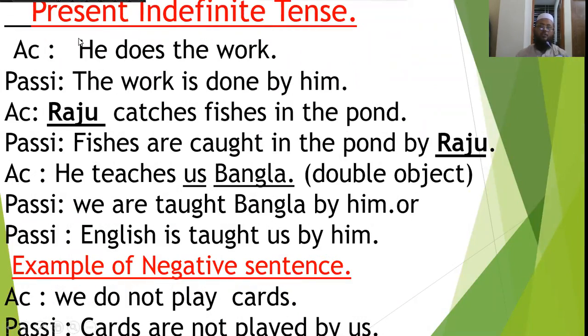Here present indefinite tense. Example, active voice: he does the work. Passive voice: the work is done by him. Active: Raju catches fishes in the pond. Passive voice: fishes are caught in the pond by Raju. Raju, third person singular number. So no change.